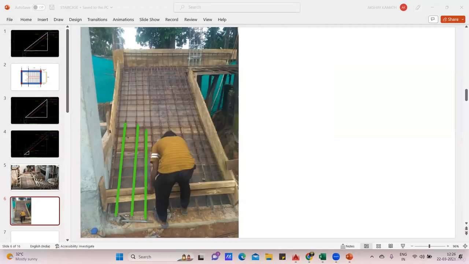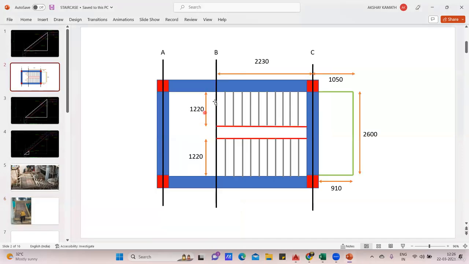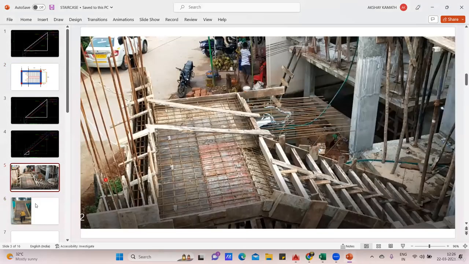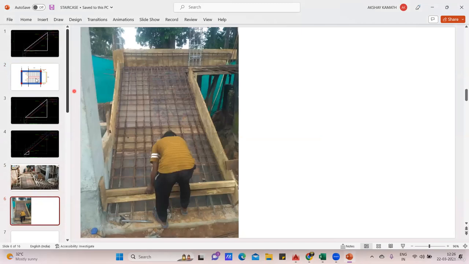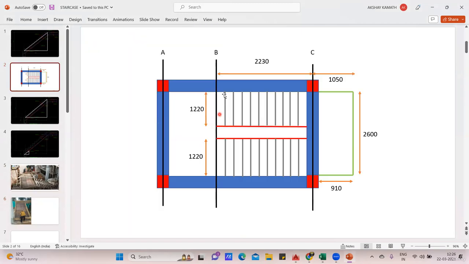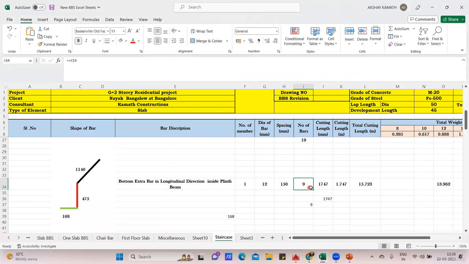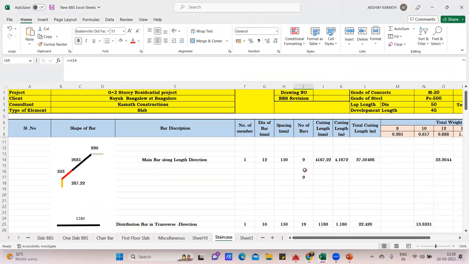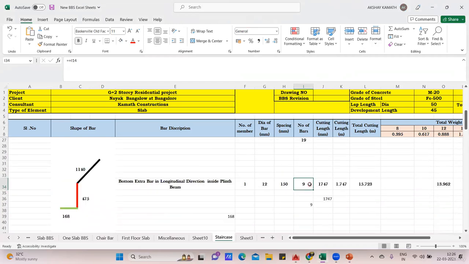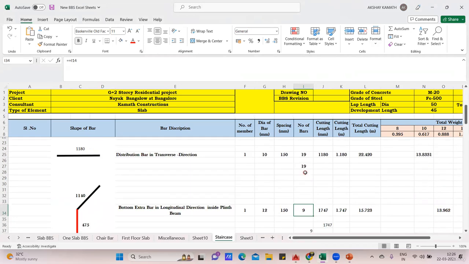If you don't want to remember that, you can again do the calculation. The calculation is very simple. This is the width of your flight, which is 1220. Deduct one cover from here, deduct one cover from here, and whatever you get, divide by the spacing. My spacing is 150 here. Add plus 1, and you'll get 9 bars. Previously also we had got 9 bars, and here also I'm getting 9 bars. I've done the same thing. I've interlinked that. If you want, you can do that.